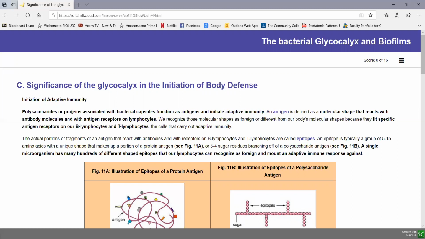So in terms of initiating adaptive immunity, the polysaccharides, or proteins that form the bacterial capsule, function as antigens, and they initiate adaptive immunity against the antigen of that capsule. So remember, an antigen is a molecular shape that binds to antibody molecules once we make them, but also binds to antigen receptors on lymphocytes to initiate adaptive immunity. We recognize antigens as foreign because epitopes of those antigens will fit receptors on B and T lymphocytes, telling us that's a foreign antigen rather than one of our own antigens, or self.